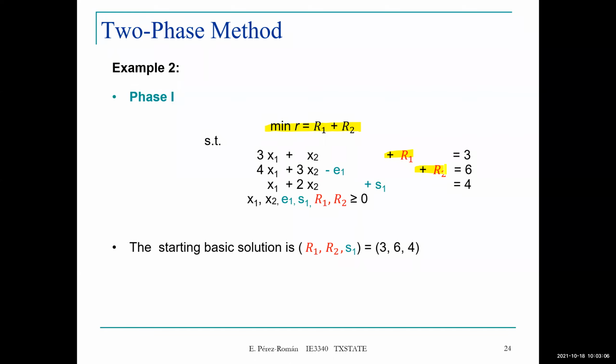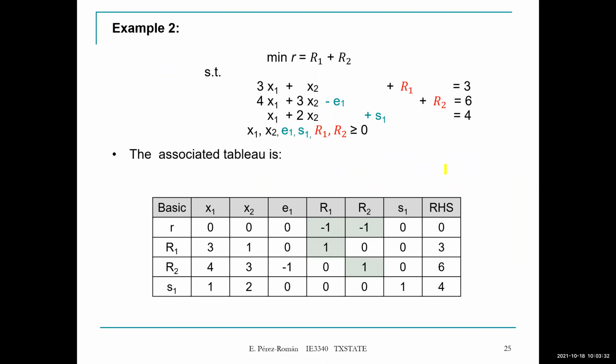So now that we have the problem in this format, we're adding artificial variables, and we have a slack. We know that we can find a starting basic solution using the artificials and the slack variable. And that solution is basically saying x1, x2, and e1 are going to be 0, and we're going to solve for r1, r2, and s1. So the values will be 3, 6, and 4. So this is how the Tableau will look. If we set this up in a Tableau format, you will have x1, x2, e1, r1, r2, s1, and the right-hand side.